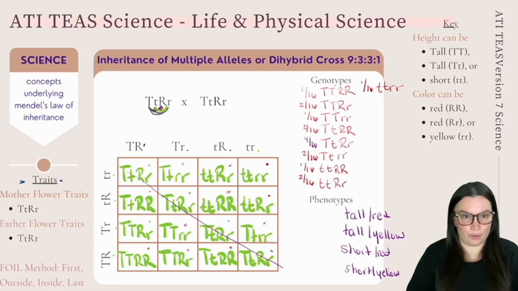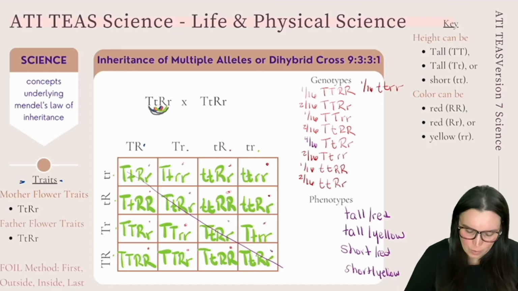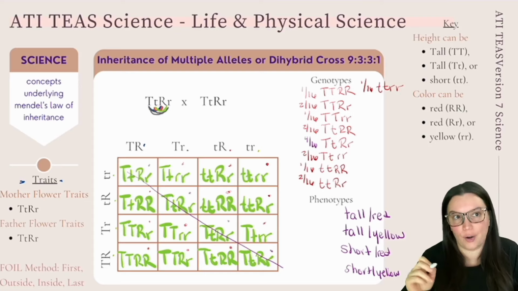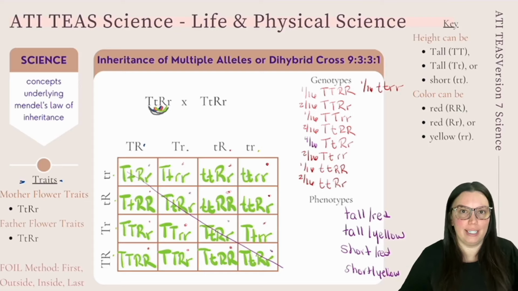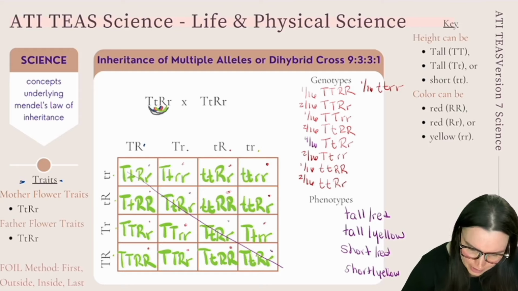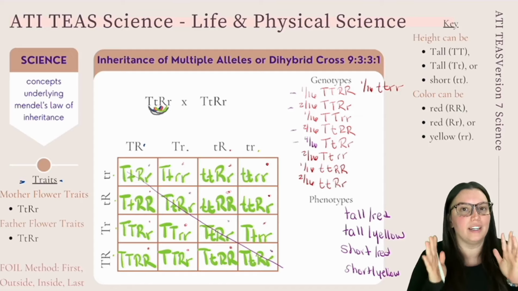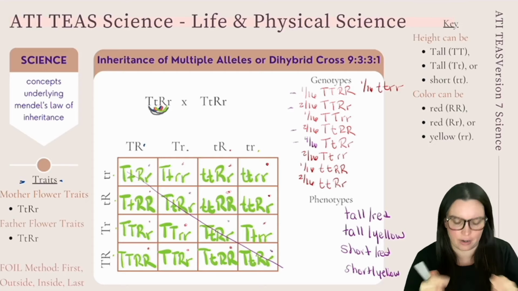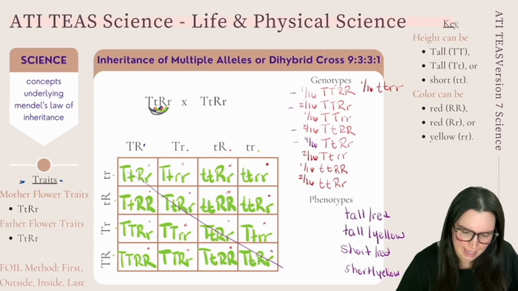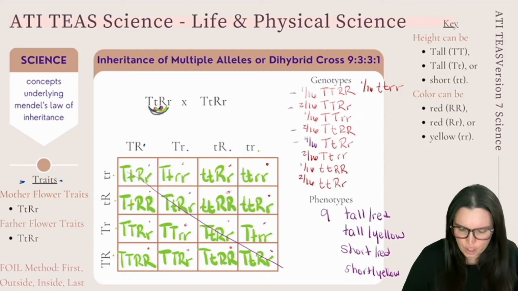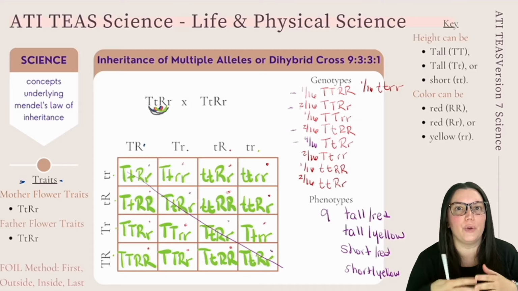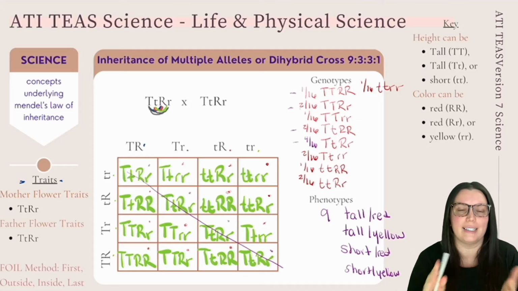Sorry, scooch over a little bit so you can see that. There we go. So we begin by looking at our tall and our red. So as we know, we have to have a tall T and a tall R. So as here, we can see that here we have a tall T, tall R, tall T, tall R, tall T, tall R, tall T, tall R, and that's it, right? Those are the four that we're going to be looking at that fall within that particular category. So we have 4, 6, 8, and 9. So we are going to have 9 flowers that are all going to express being tall and red.